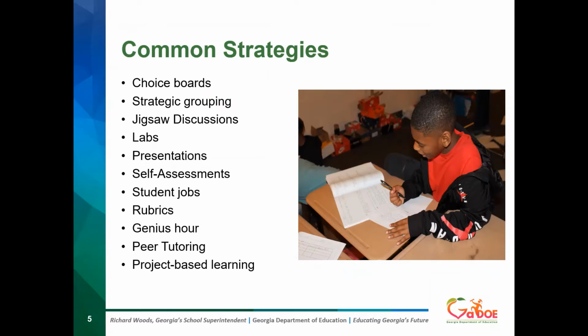There are a lot of student-centered strategies used in the classroom. However, for this webinar, we're going to focus on the following: choice boards, strategic grouping, jigsaw discussions, labs, presentations, self-assessments, student jobs, rubrics, Genius Hour, peer tutoring, and project-based learning.